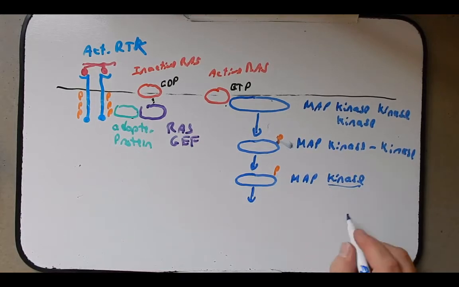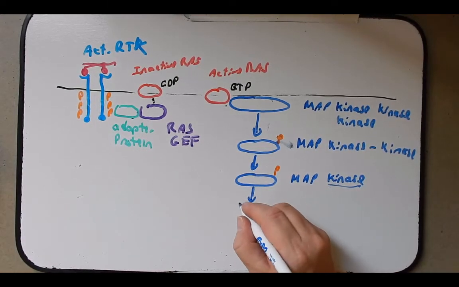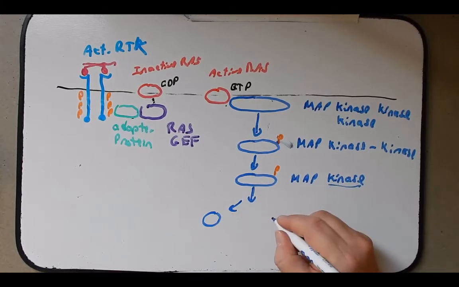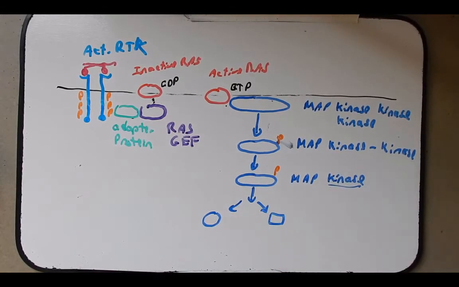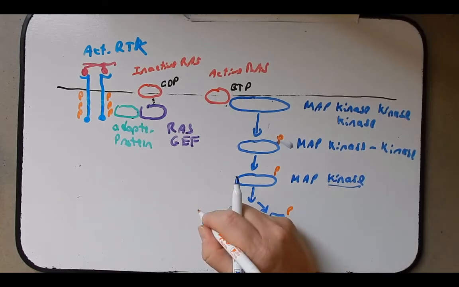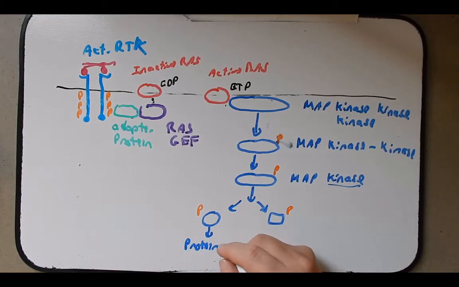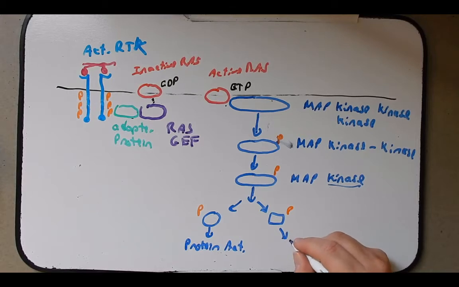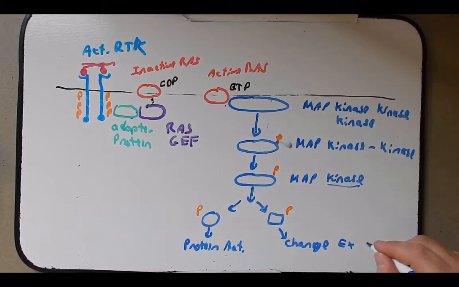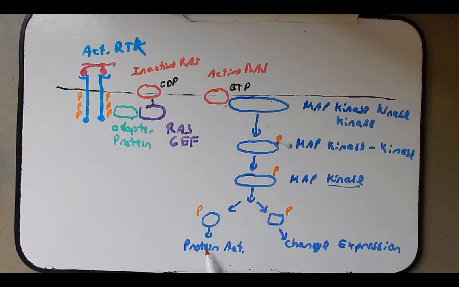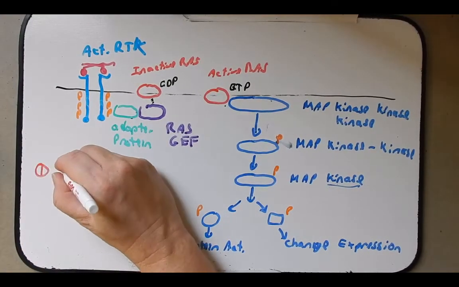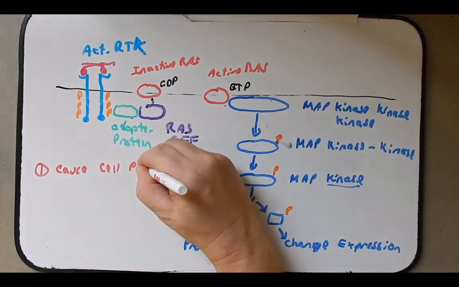So what does this MAP kinase do? Well, it could do several things, but ultimately it's going to have to act on yet another protein to phosphorylate it. And together they're going to change the overall gene expression. They may do so by changing a protein activity directly, or they may change expression of a gene by entering the nucleus. Now, what do these changes in protein activity or gene expression do? Well, they can do several things, but one thing they do is cause cell proliferation.